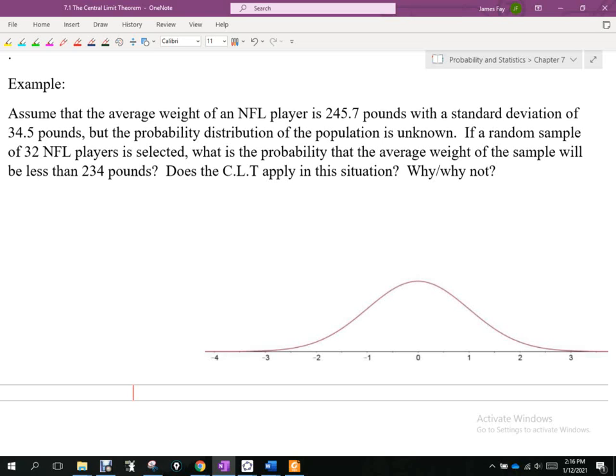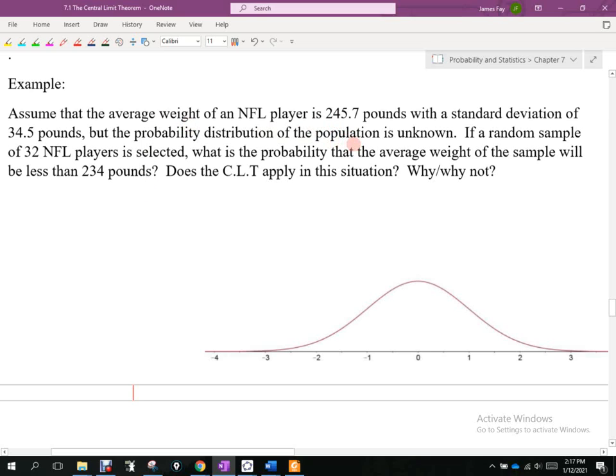It says the probability distribution of the population is unknown. So we don't know if the population distribution of weights in the NFL is normal, or if it's skewed. Are there more heavy people than light people? Are there lighter people than heavy people? Or is there kind of a normal distribution where the middle of the road people are more numerous than the really heavy and really light people? So we don't know that distribution.